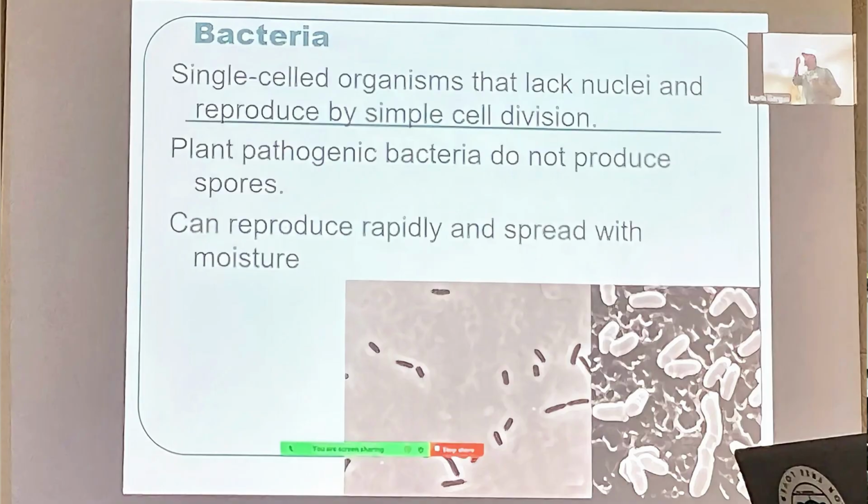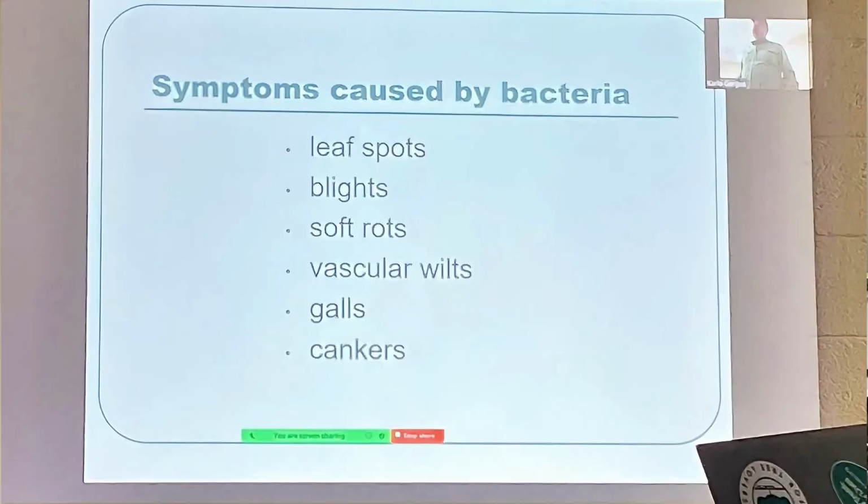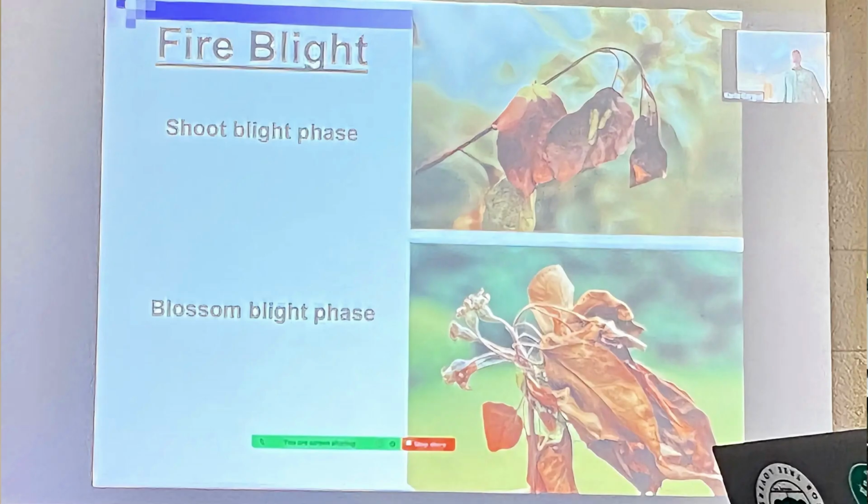Bacteria. Single-celled organisms that lack nuclei and reproduce by simple cell division. Plant pathogenic bacteria do not produce spores, can reproduce rapidly, and spread with moisture. Symptoms caused by bacteria: leaf spots, blights, soft rots, vascular wilts, galls, and cankers. Fire blight, shoot blight phase, blossom blight phase.